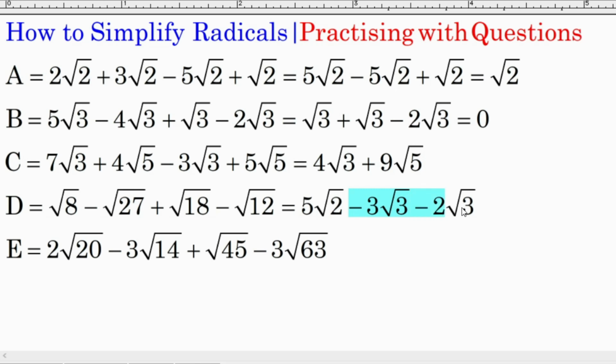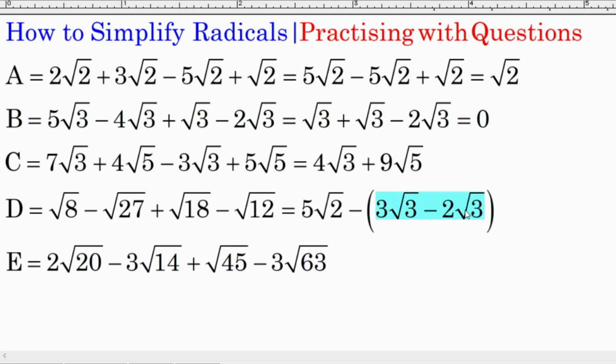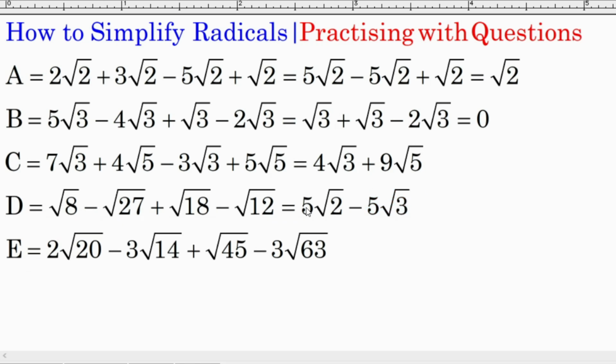And what about this one? If we take the minus out of the bracket, this sign is going to change, right? So now we can add these two terms. We can add 3 with 2 here, which gives us 5 square root of 3. Then we can just delete the bracket. Now we have these two terms left, so we cannot subtract them together. That will be the answer for D.